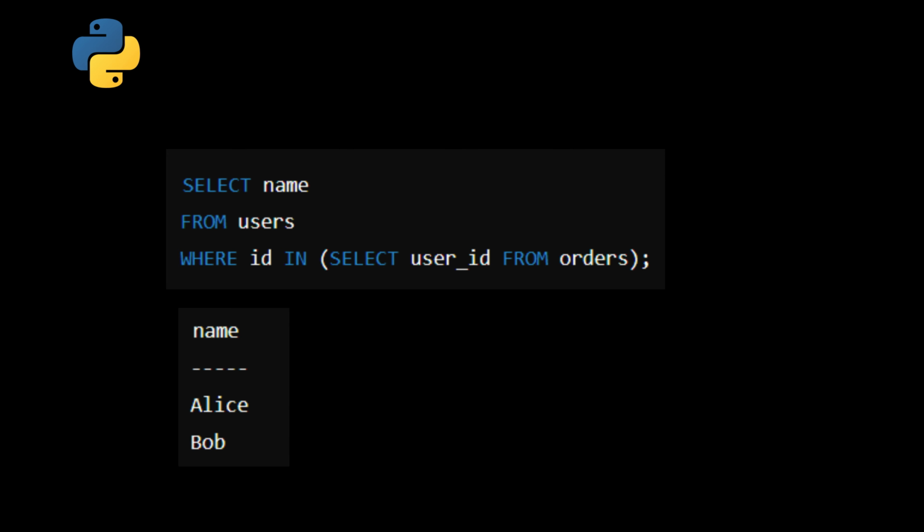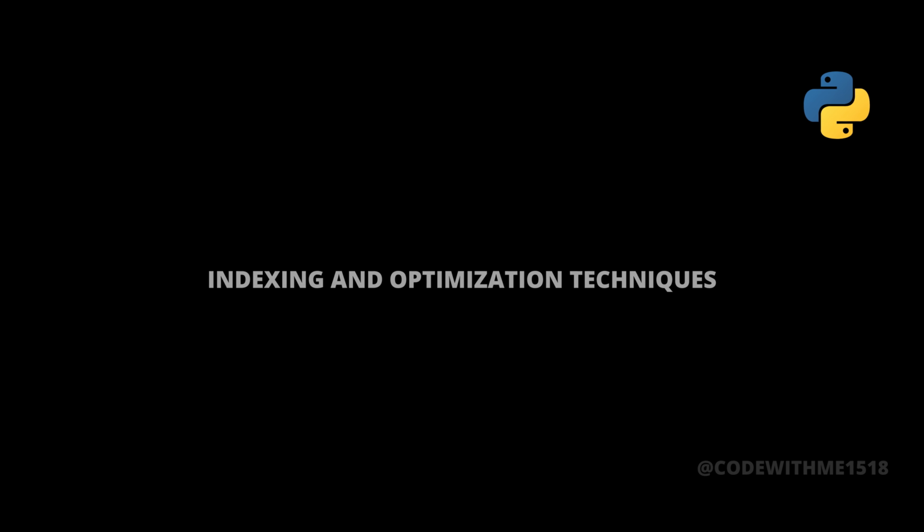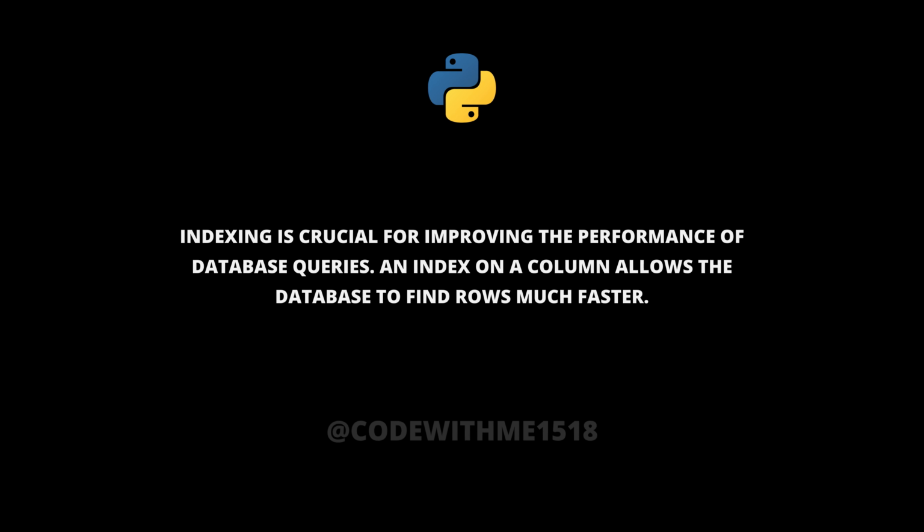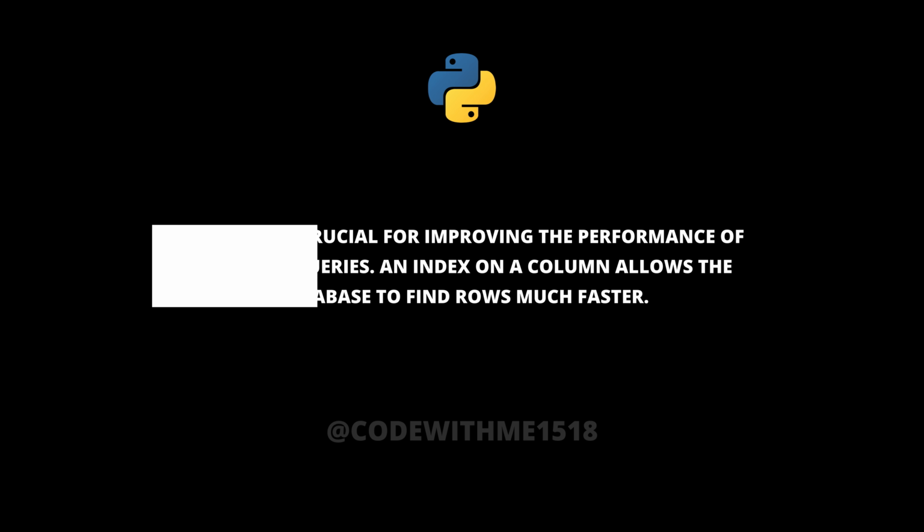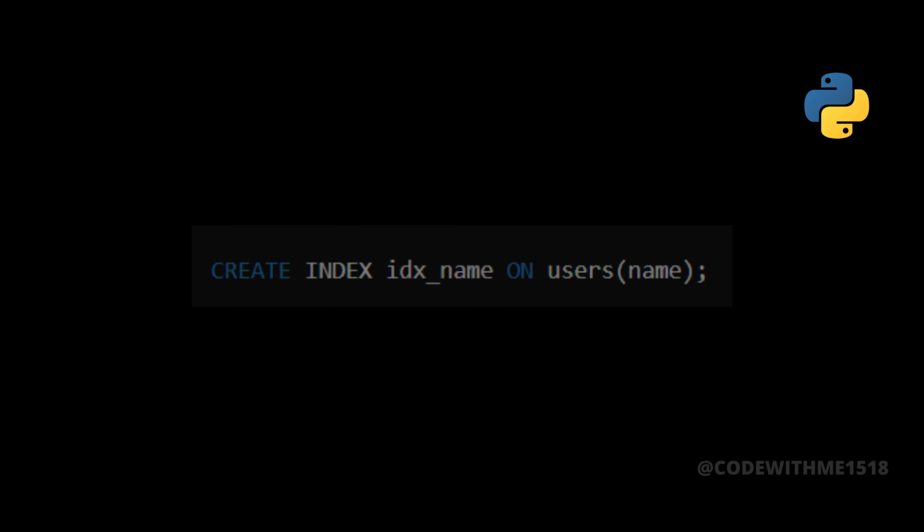Let's move on to indexing and optimization techniques. Indexing is crucial for improving the performance of database queries. An index on a column allows the database to find rows much faster. To create an index, you can use the CREATE INDEX statement. Here's how to create an index on the name column of the users table.